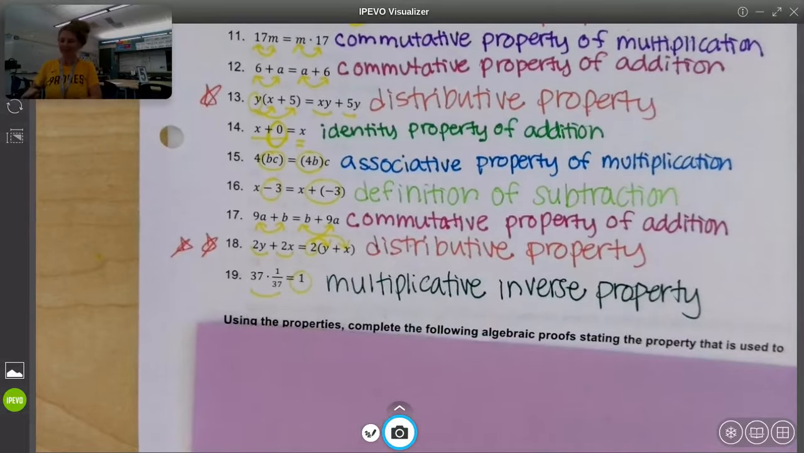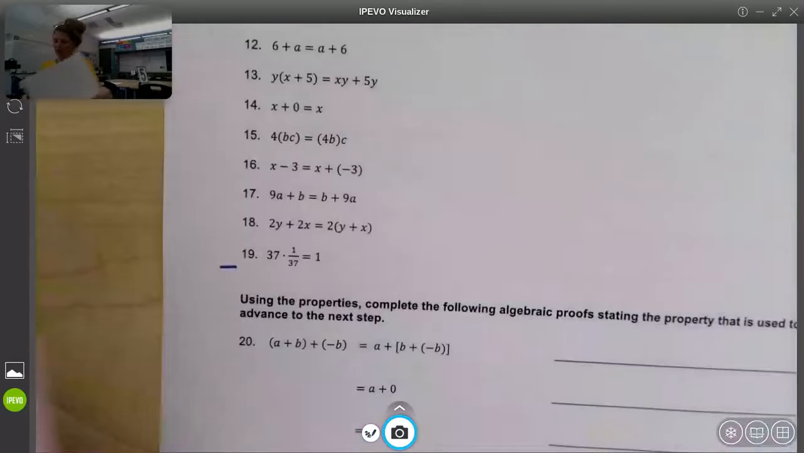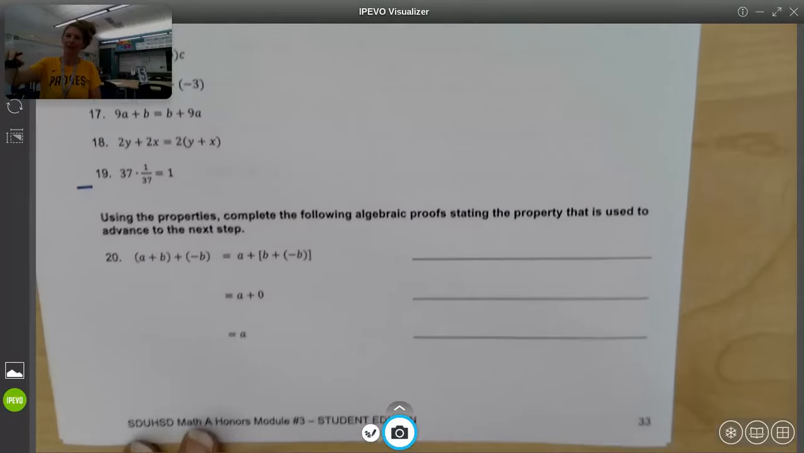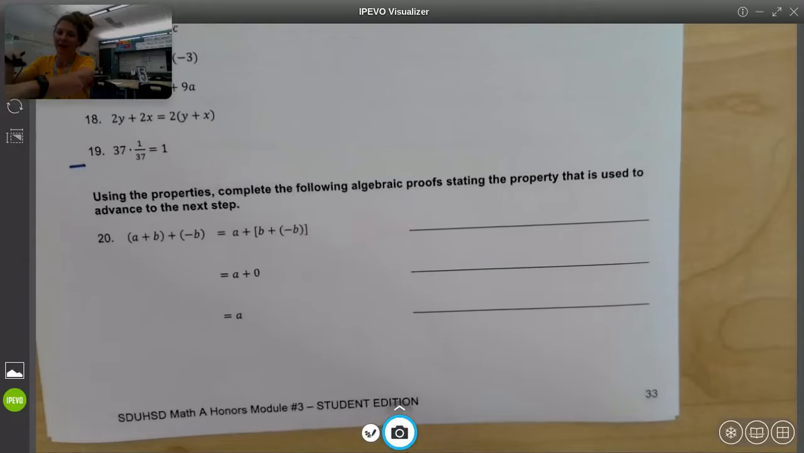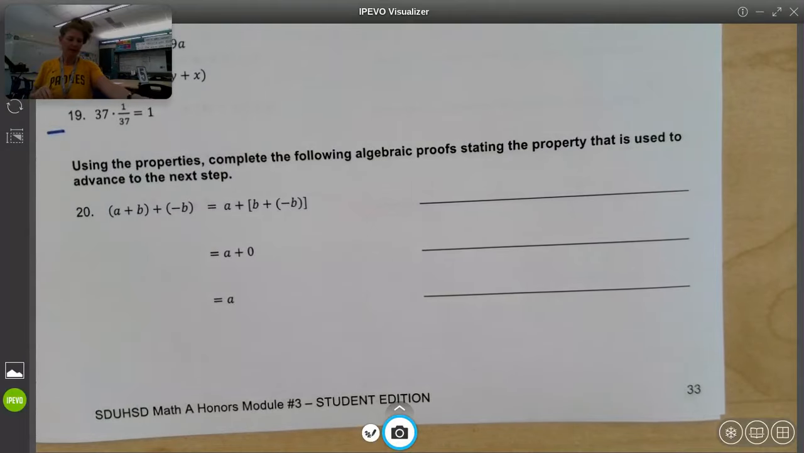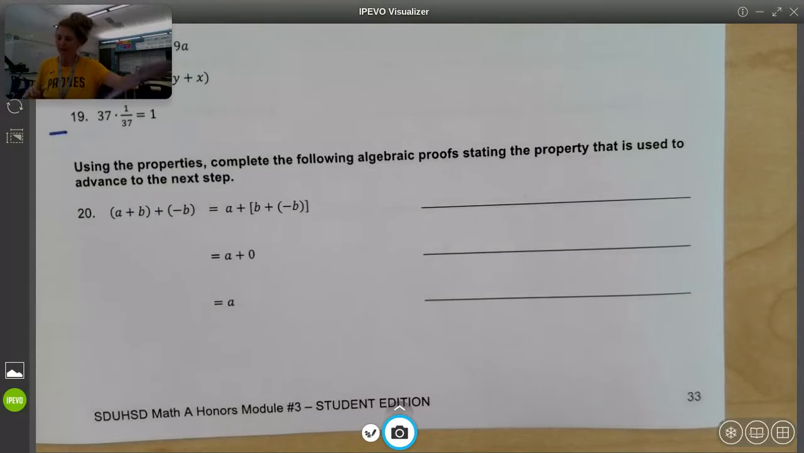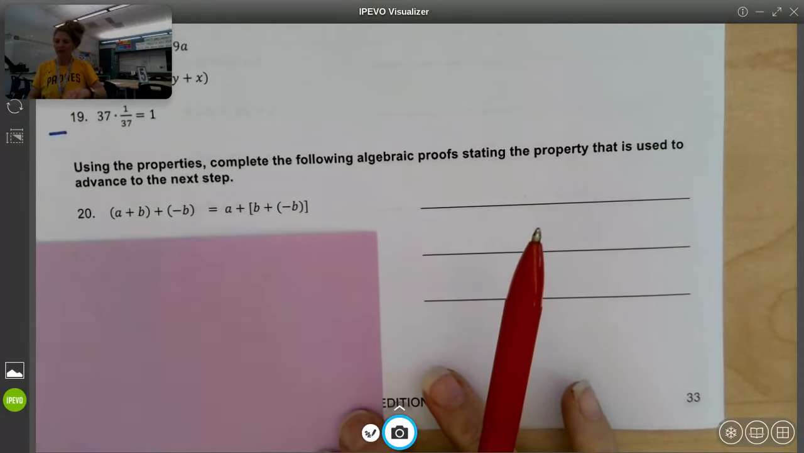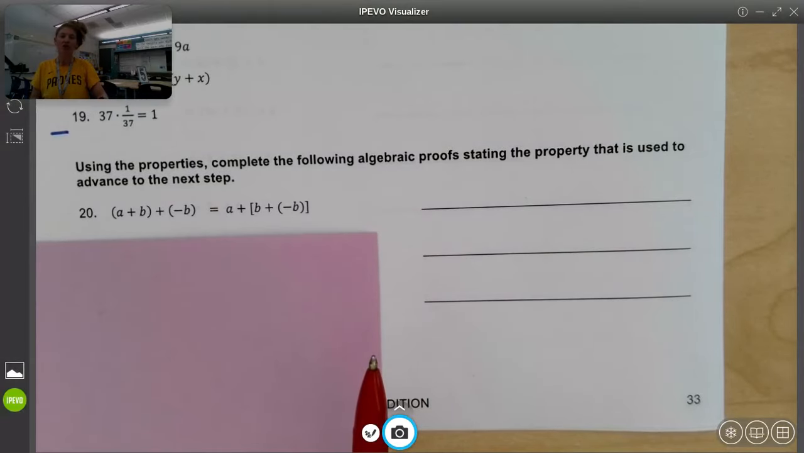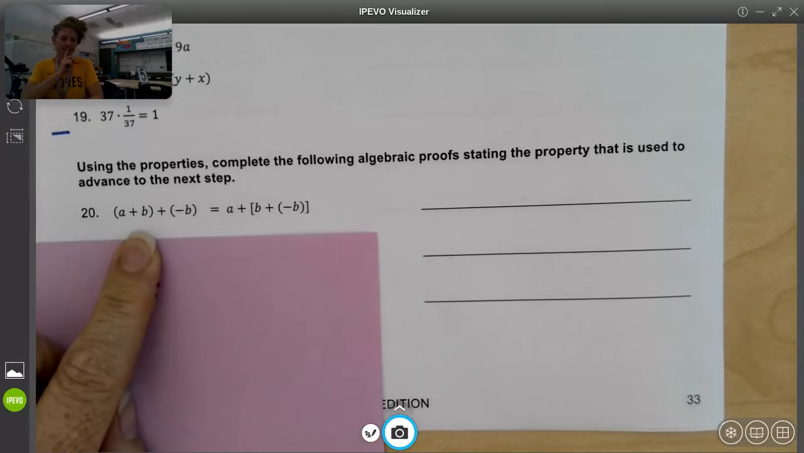And now we're ready for our first proof. Okay, so we are going to be using properties and complete the following algebraic proof stating the property that is used to advance to the next step. So let's take a look. This line is how did we go from here to here? Just completely ignore the rest of it. How did we go from here to here? What changed? Think about just like above. What changed from here to here?